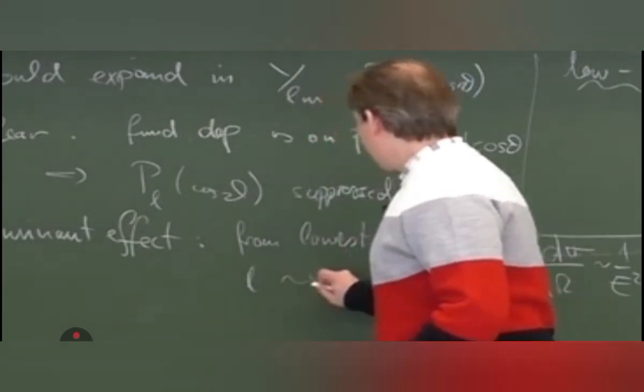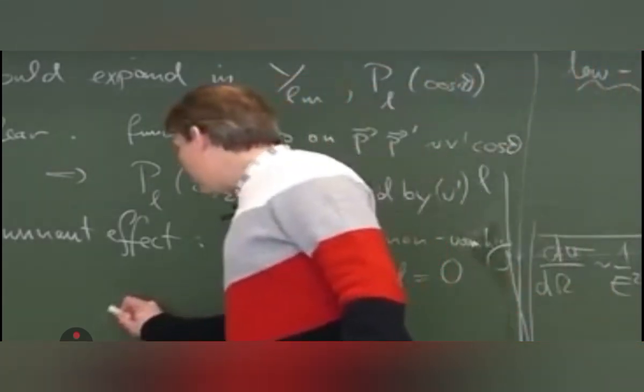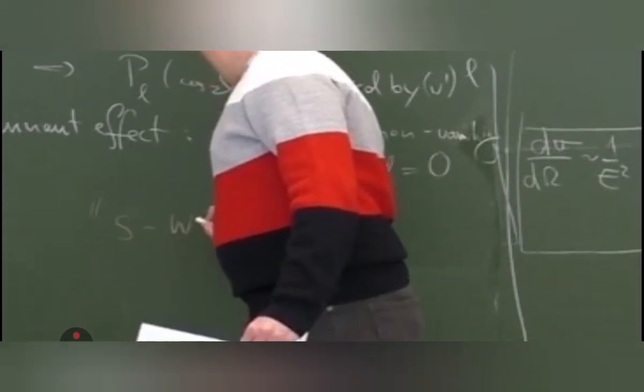From lowest non-vanishing L, and here that is L equals 0. And since we have here a non-vanishing contribution with L equals 0, we call that S-wave scattering.